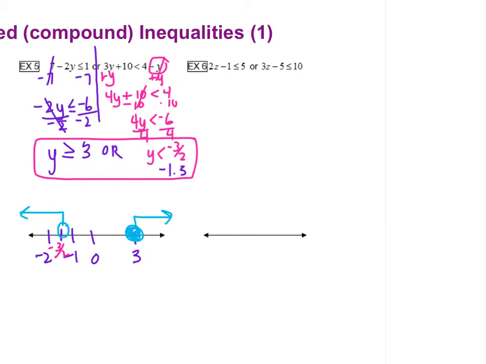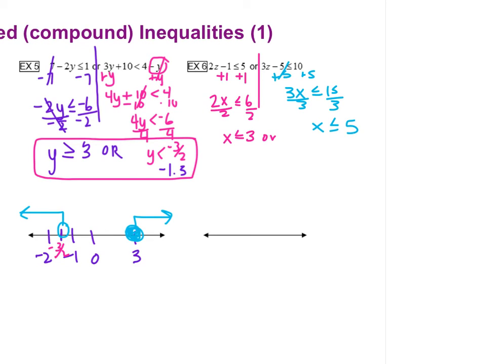All right, last one. Here's another or, so we can predict what it's going to look like on a graph. We'll go ahead and add 1 to both sides. Remember, we're going to solve these separately. So 2x, I'm going to change that to an x because I don't like z's, is less than or equal to 6. Divide by 2, and you have x is less than or equal to 3. Or, now let's solve the next one. We'll add 5 to both sides. 3x is less than or equal to 15. Divide by 3. It says x is less than or equal to 5.